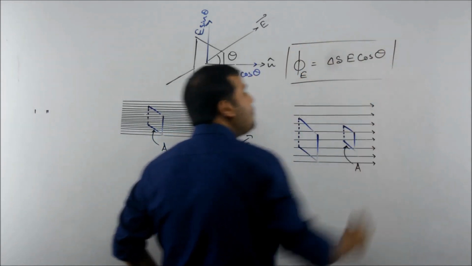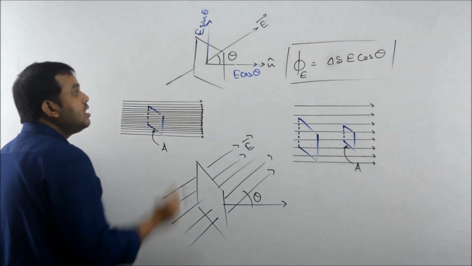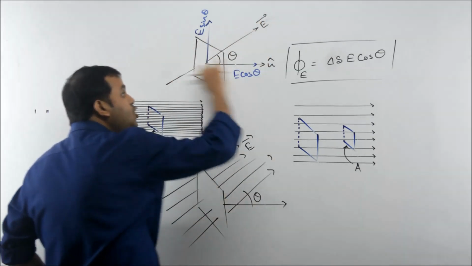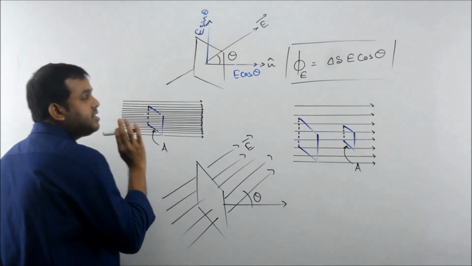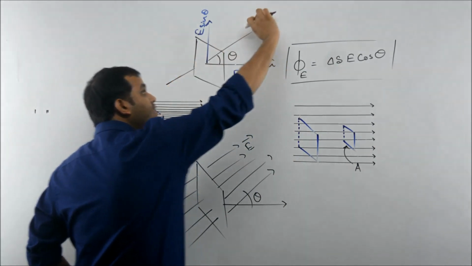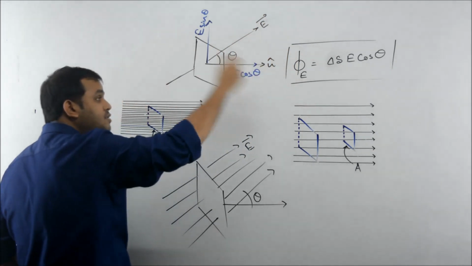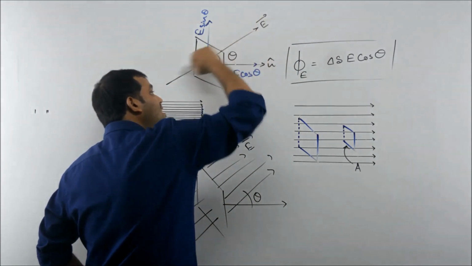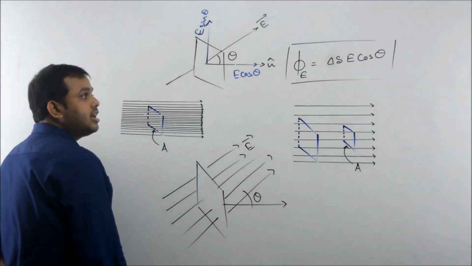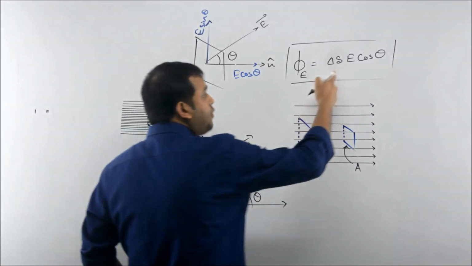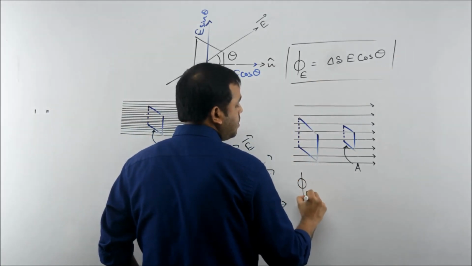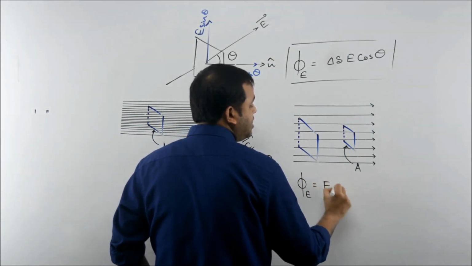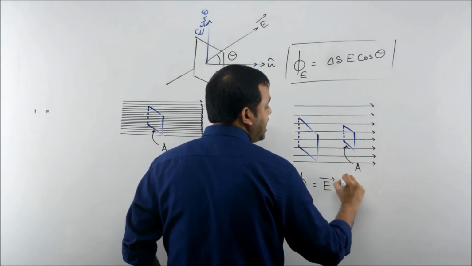Students, what is theta? Theta is the angle between the direction of electric field and normal to the surface. Or instead of saying normal to the surface, you can say area vector. You can say theta is the angle between electric field and area vector. Clear, students? You can also write this formula as E vector dot delta S vector.